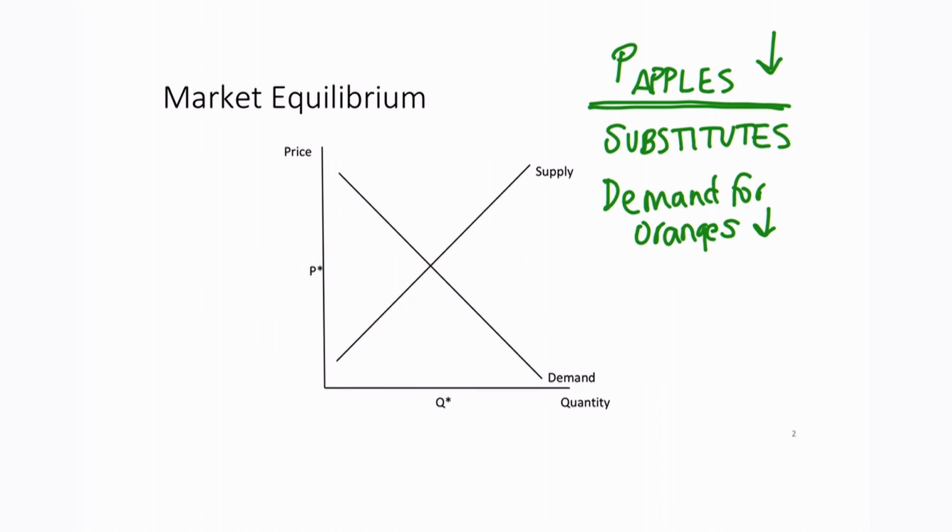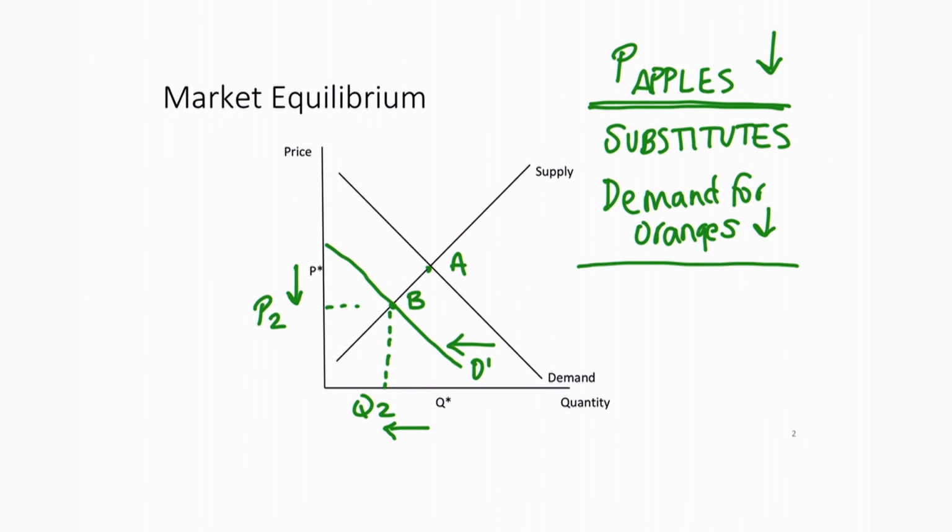So what we observe, therefore, in our market is the demand curve shifts in or to the left. We move from an equilibrium, such as equilibrium A, to a point such as equilibrium B. And the result is a decrease in the price as we move to a point such as P2, and a decrease in the quantity as we move to a quantity such as Q2. So in response to the fall in the price of apples, the price of oranges is going to decrease, and the quantity of oranges available is also going to decrease.